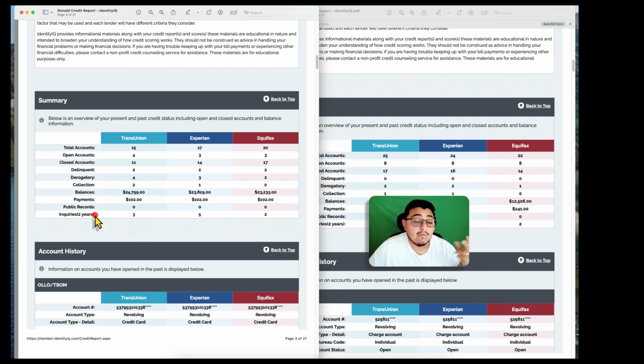Inquiries, again, they'll fall off every 2 years. Inquiries, not a big deal. Don't let other credit risk companies make you believe that they are. They're not that much of a big deal.